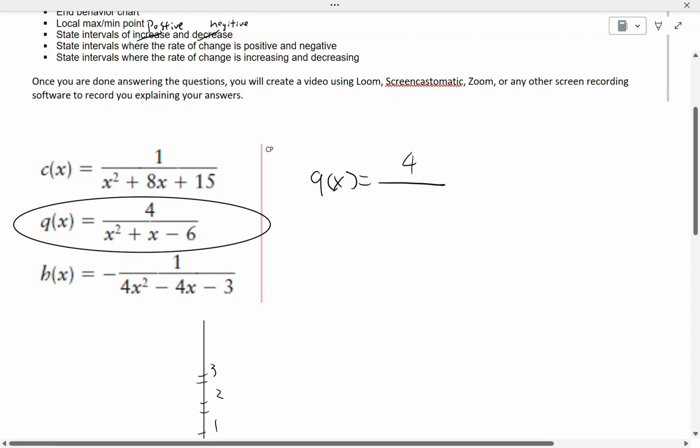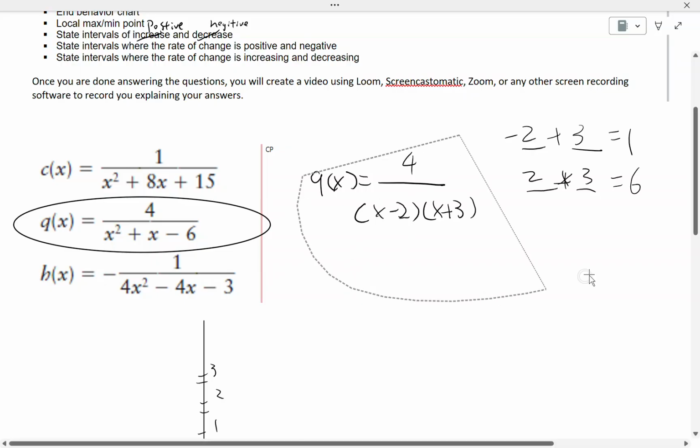So we needed two numbers that add to 1 and multiply to 6. So the numbers I chose are -2 and 3. That will give me 1 when added, and 2 times 3, which would get me 6. So I will just simply copy this down: x minus 2 and then x plus 3. So now this is our factored form equation, and this is what we're going to be working with.